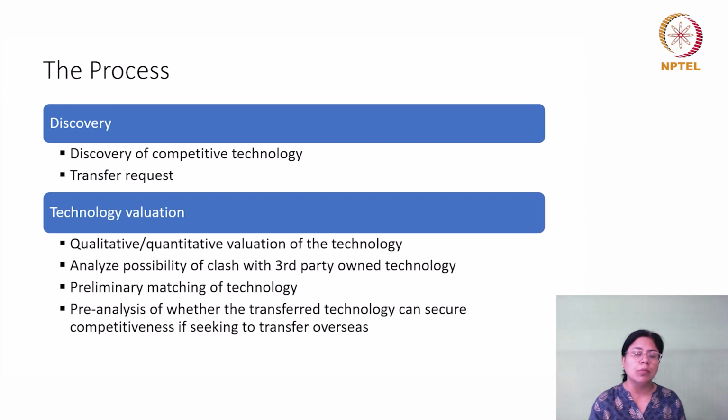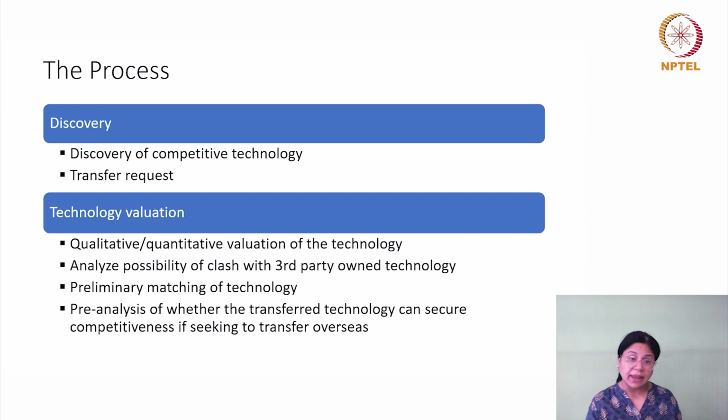Suppose somebody now wants to use this particular technology within their product. So what will they do? First of all, they have to discover it. They have to find it, the search cost is engaged, and they have to look for the competing technologies, figure out which are the companies engaged in it, and then put up a request for the transfer.